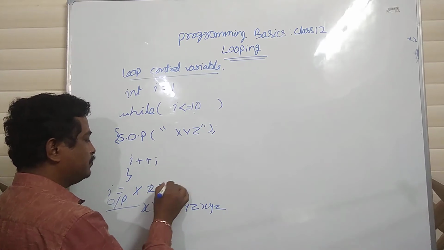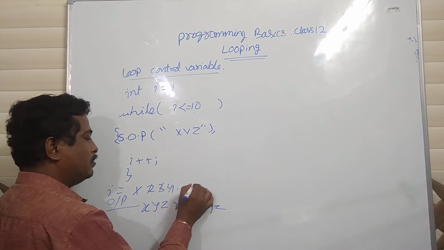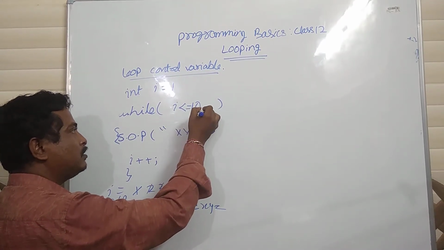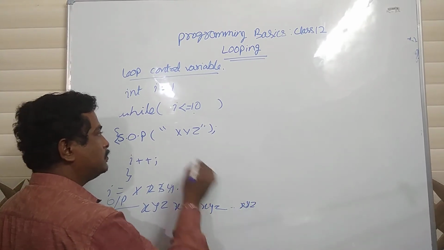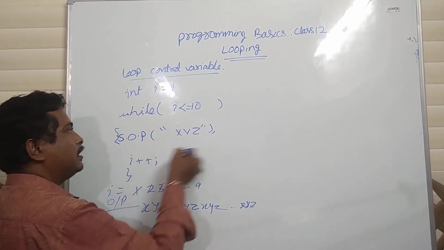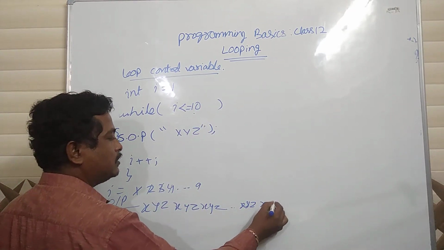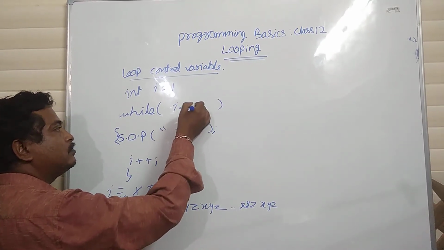I is 4. Like this it will continue up to 9. When I value is 9, 9 is less than equal to 10. True. So XYZ becomes 10. 10 is less than equal to 10. True. So it will print XYZ. Now it becomes 11. 11 is less than equal to 10.